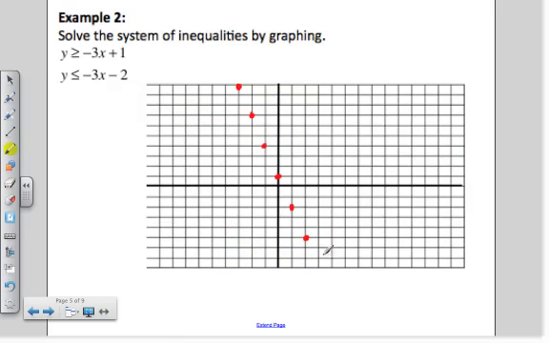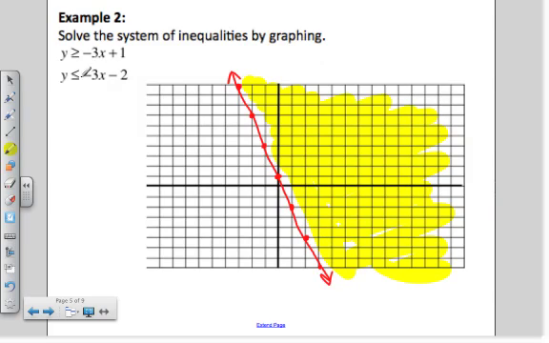All right, so let's try that over here. I've got a solid line as a boundary line, and that means it says greater than that, so I'm going to shade above this line. Alrighty.